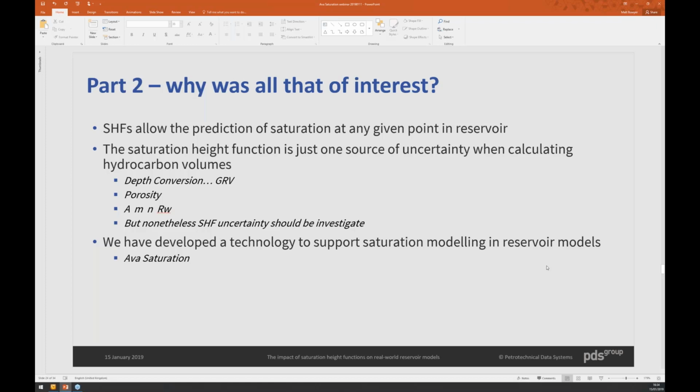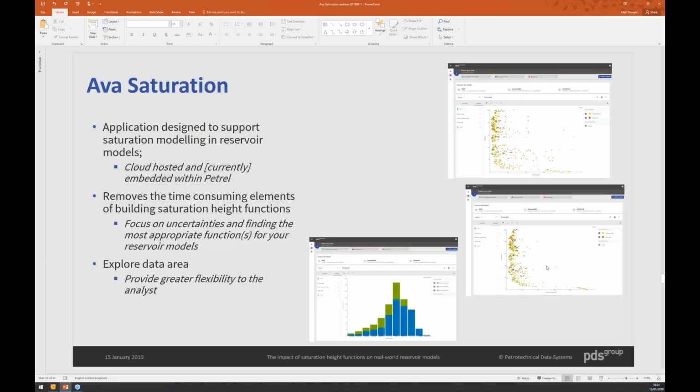So to support the water saturation modeling workflow, we've developed a tool called AVA Saturation. The application is embedded within Petrel. It's a cloud-hosted technology to support building saturation height functions and applying them to the reservoir models. Being cloud-hosted is quite cool, because it means that we can deploy new updates and new functionality really quickly.